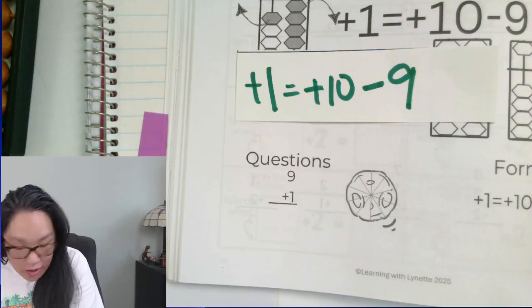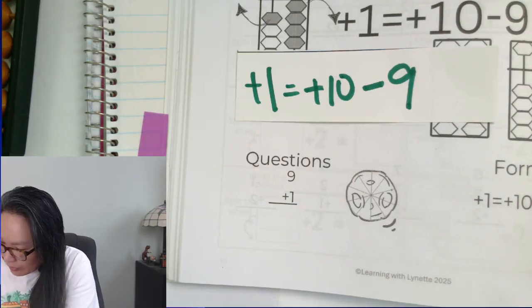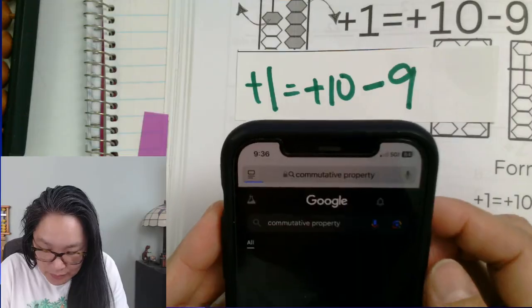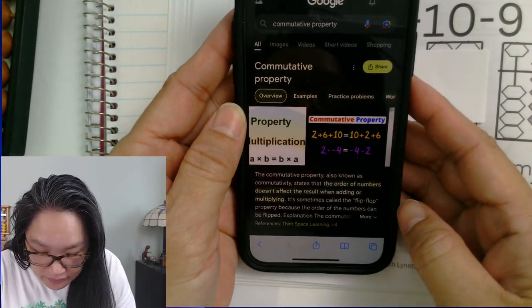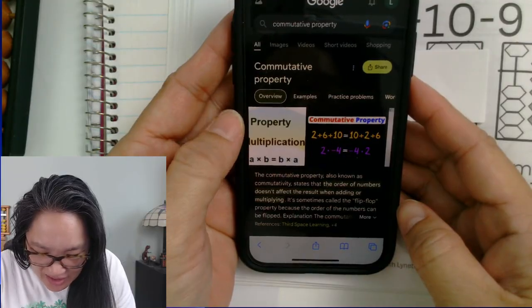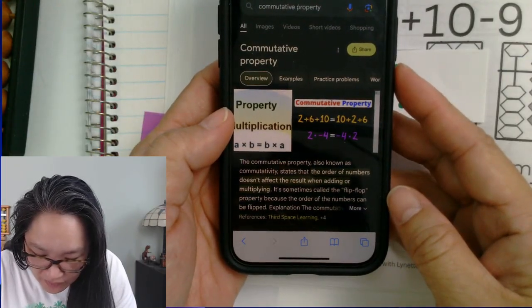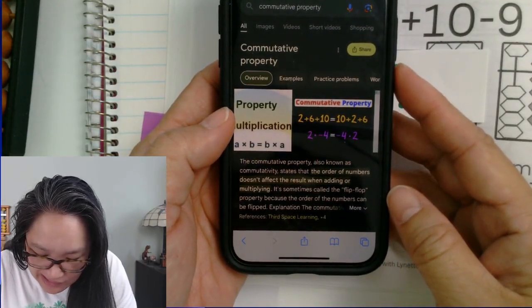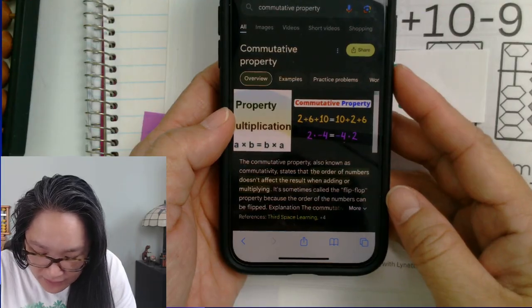I'm trying to find the commutative properties of binary operations. I'm looking it up. I don't know, it could be cumulative. The order of numbers doesn't affect the result. Yeah, I see it. Also known as commutativity, it states the order of the numbers doesn't affect the result when adding or multiplying.